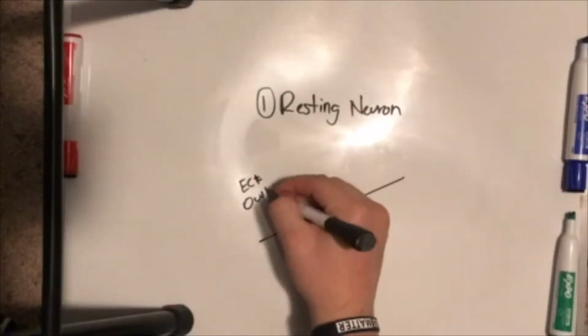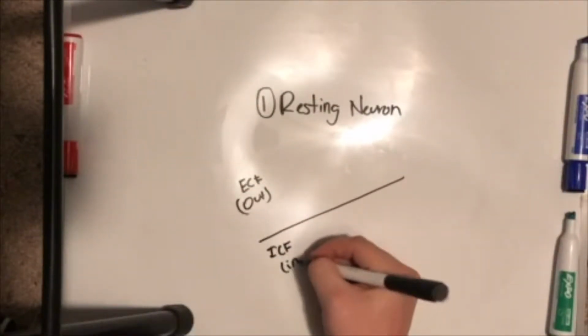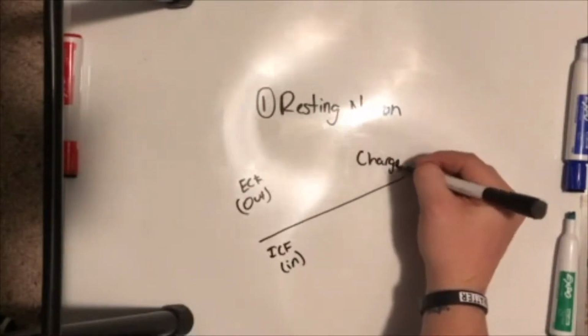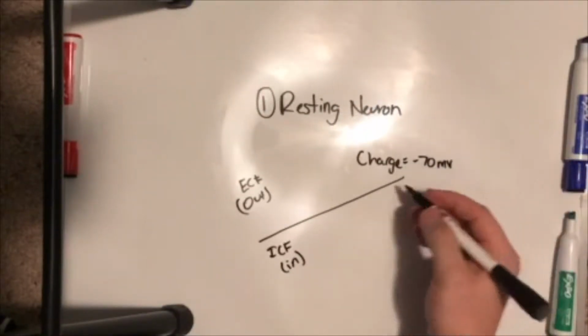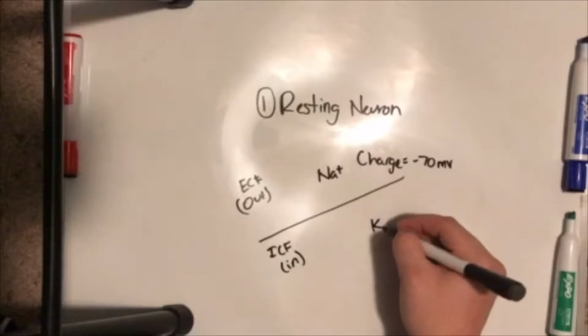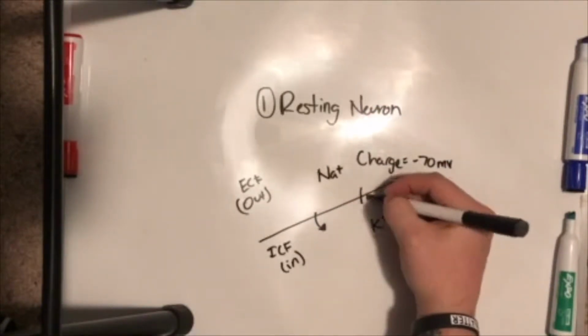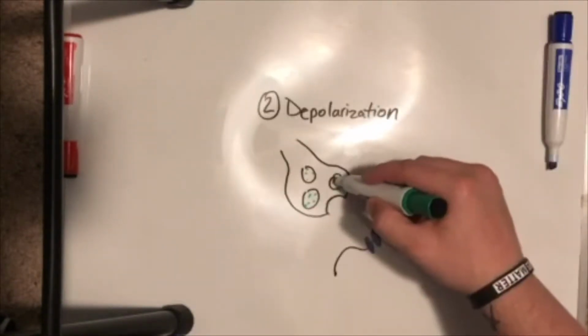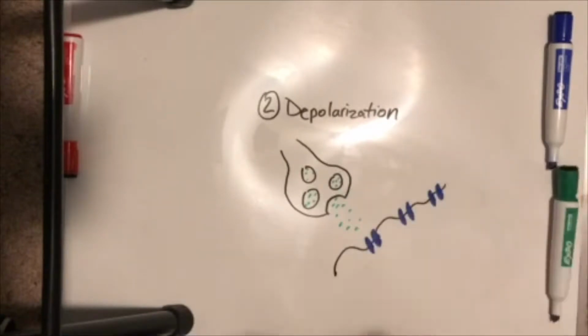Starting with a resting neuron, it starts out with a charge of minus 70 millivolts. Sodium starts on the outside of the cell while potassium begins on the inside, while potassium also has a higher membrane permeability than sodium does. The second step is depolarization.